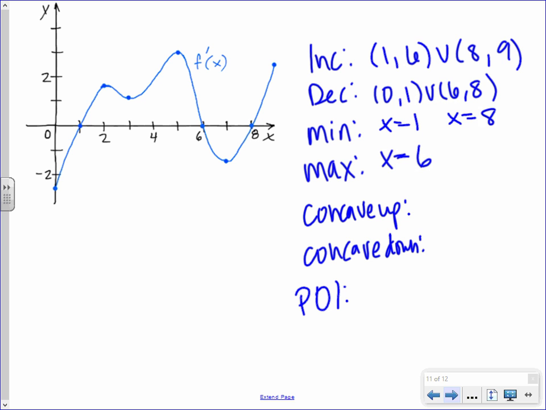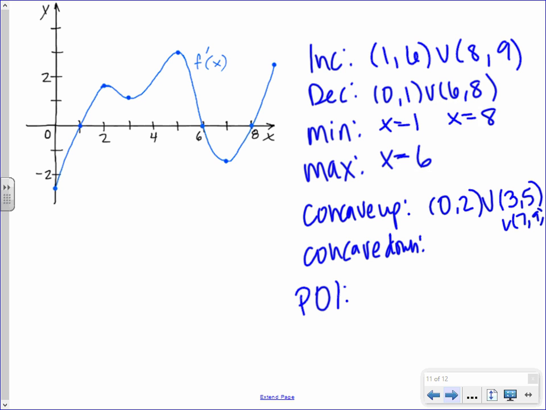So here's the new stuff, concavity. Remember, concavity means what are our slopes doing? Are our slopes increasing or decreasing? So where our function is concave up is where our derivative is increasing. Okay, so Logan, where's our derivative increasing? 0 to 2, okay, and 3 to 5 and 7 to 9. Our derivative is increasing, which means our function is concave up.